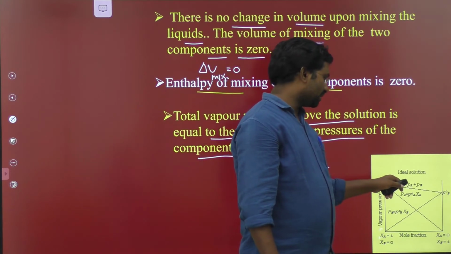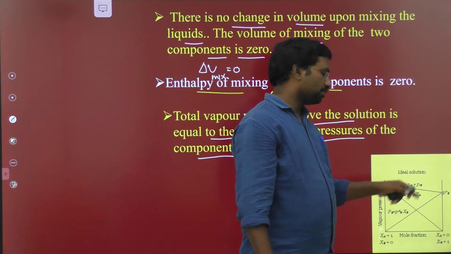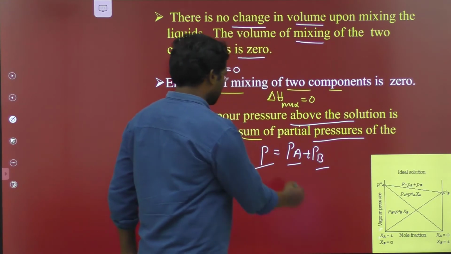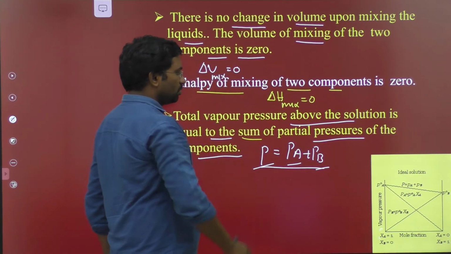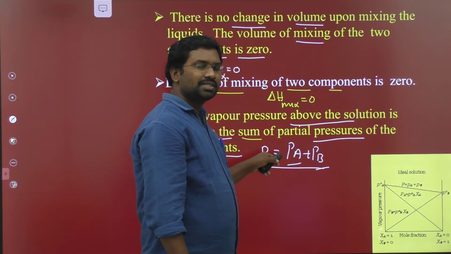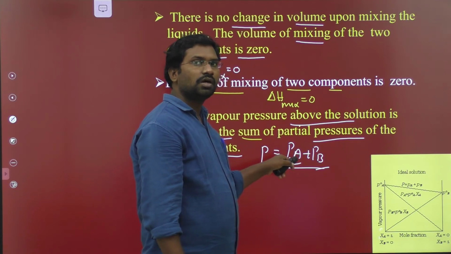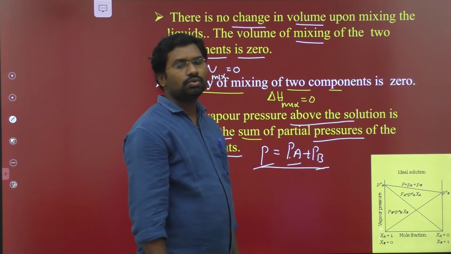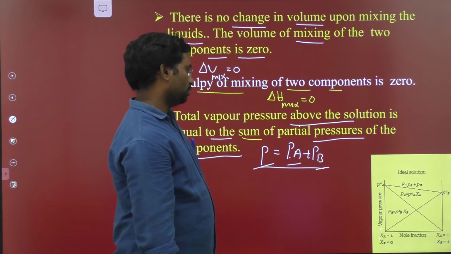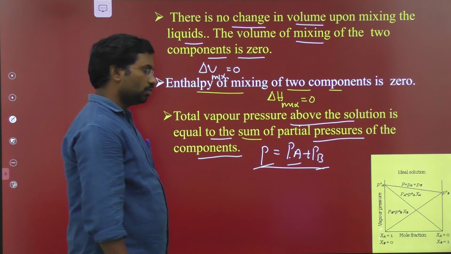The total pressure exerted by the solution, P, is equal to PA naught plus PB naught. I already mentioned that. That is, P is equal to PA plus PB. The total pressure exerted by the solution is equal to the sum of the partial pressures of each component, that is, solvent and solute. So these are all the general characteristics of the ideal solution.